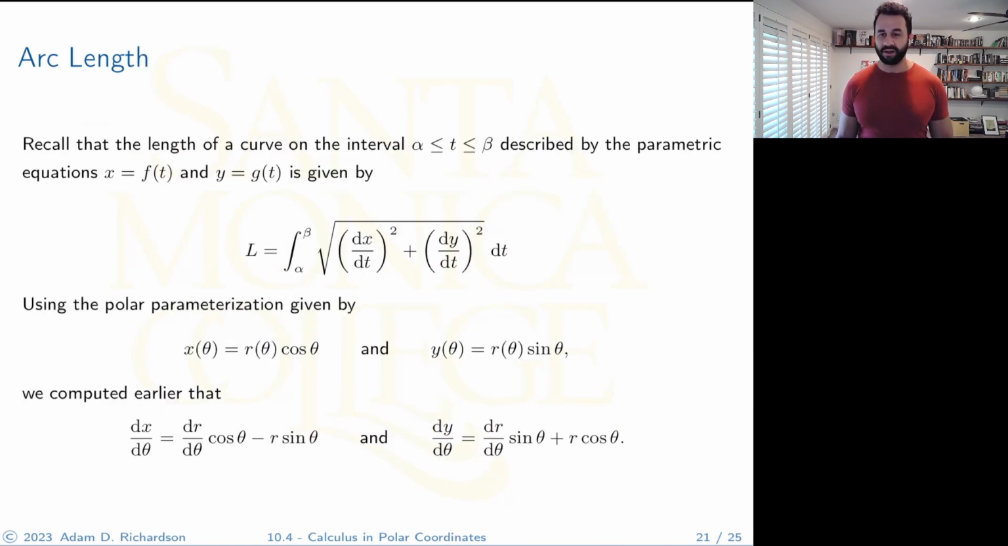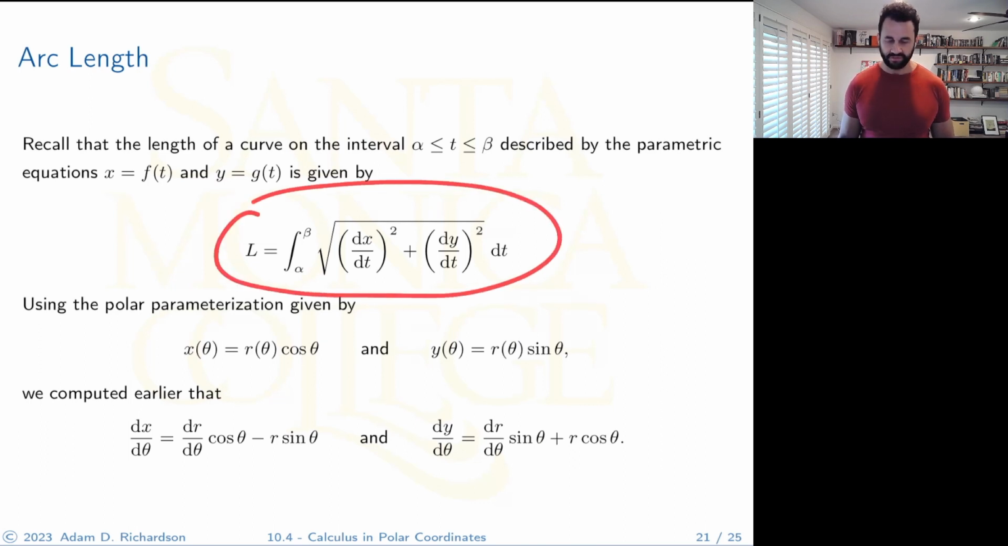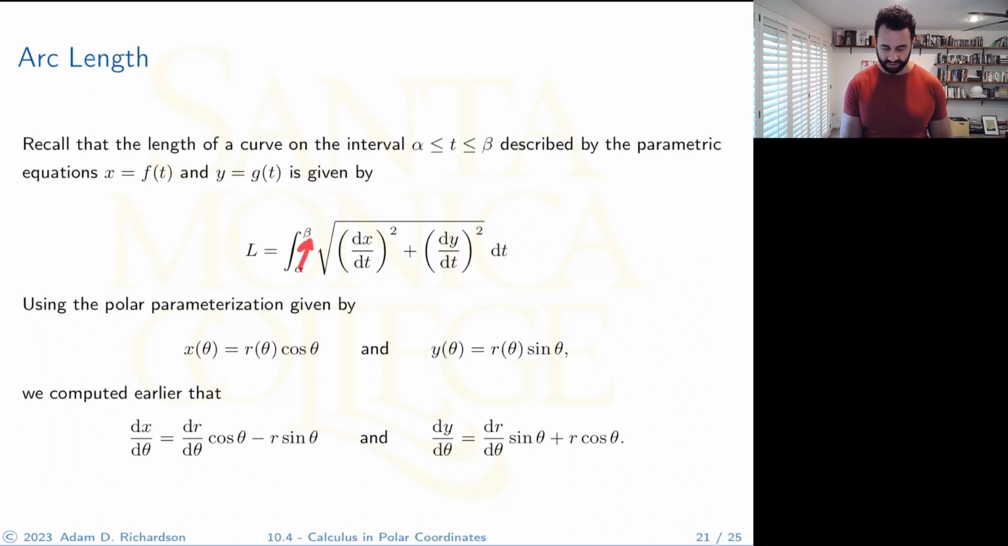Now let's take a look at arc length. Plowing right through here, okay? Remember from section 10.1 that we found this general formula for the arc length of a curve described parametrically. So if you've got a curve described with these parametric equations, x equals f of t, y equals g of t, then you get this general formula for that length between alpha and beta.